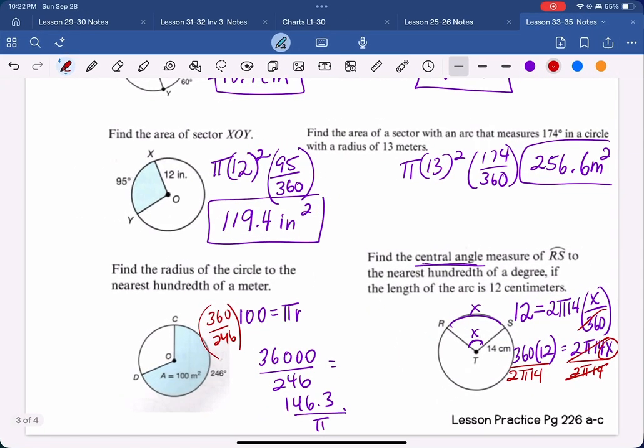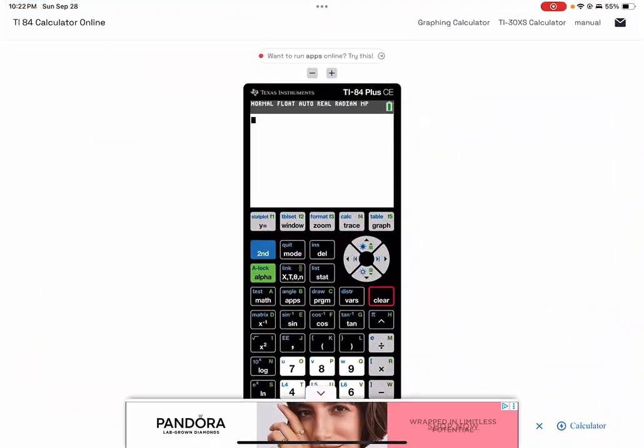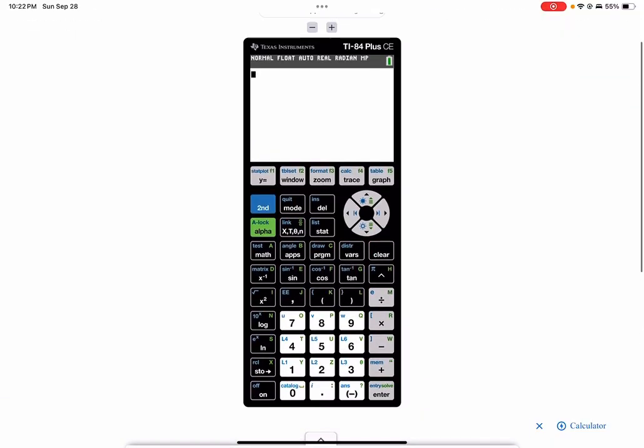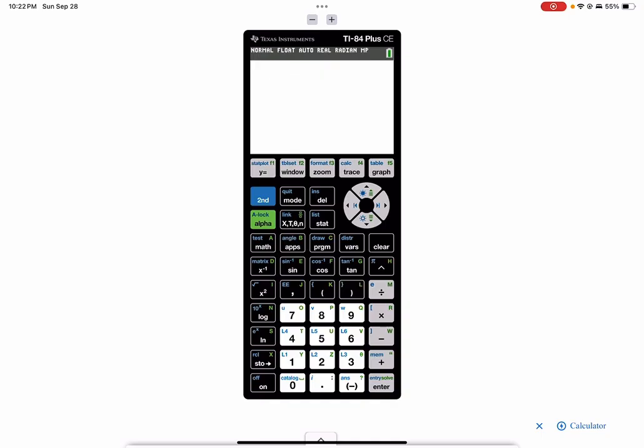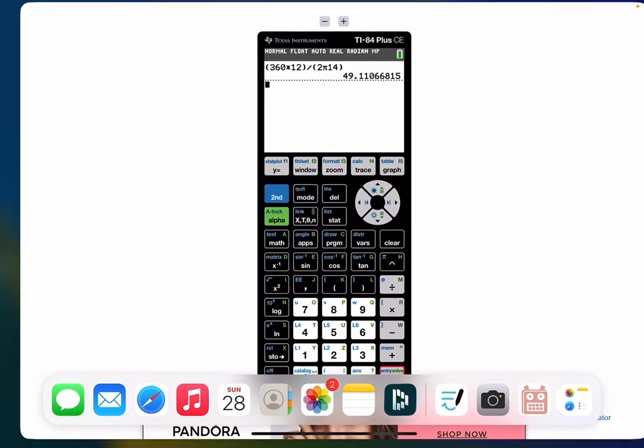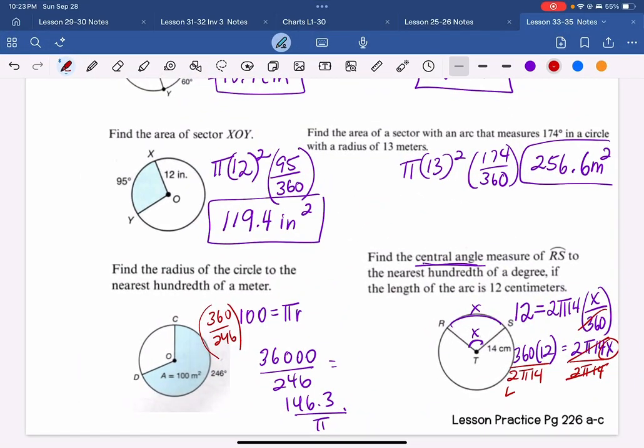So let me punch that in carefully. I have to use parentheses. Did you hear me? I have to use parentheses. So here we have 360 times 12, close parentheses, divide by, must use parentheses before I put in 2 pi 14. I think that's what it was. Enter. 49.11, because they said hundredths place. So 49.11 degrees. And there you have it.